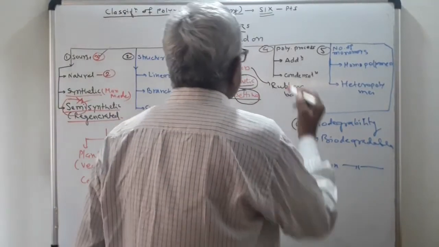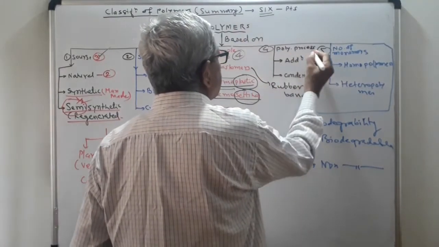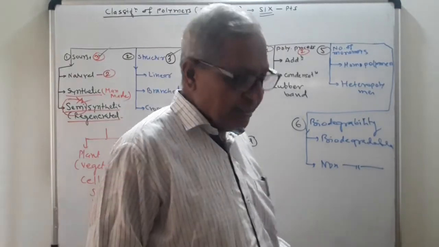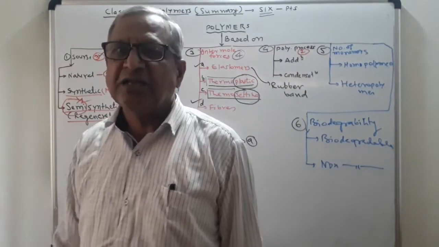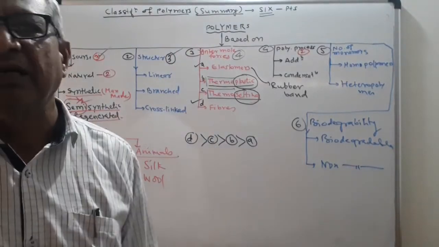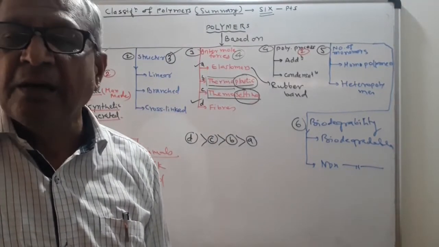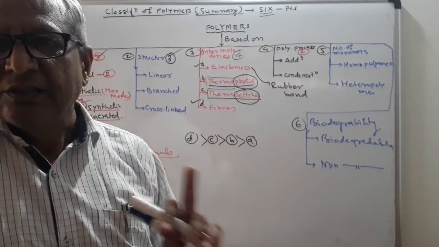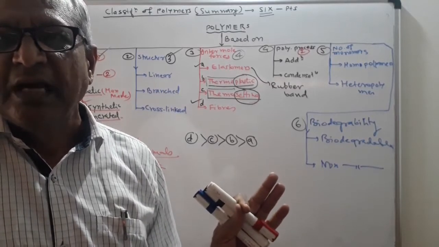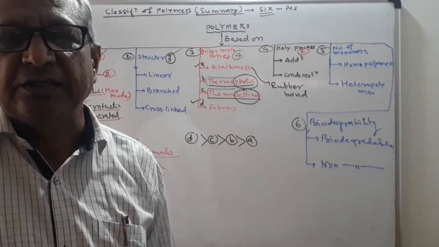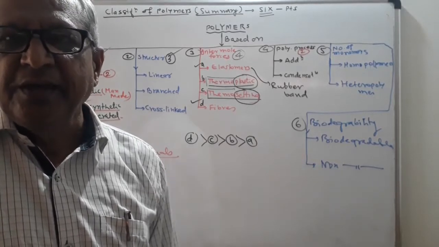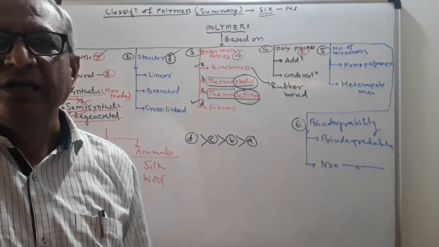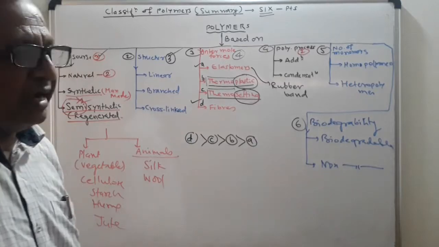Polymerization process, classification based on the polymerization process. These are classified into 2 types. One is addition polymer and second is condensation polymer. The term addition itself indicates the monomer must be unsaturated. It must contain a double bond or triple bond. So in this case, only addition will take place. Removal of a small molecule will not take place. And the best example of this is polyethylene, that is HDPE and LDPE, high density polyethylene and low density polyethylene. These are the examples of the addition polymers.